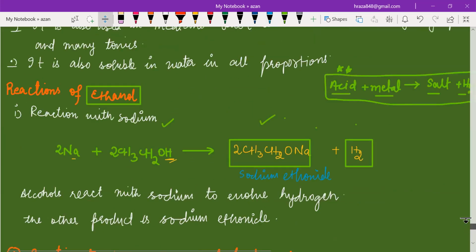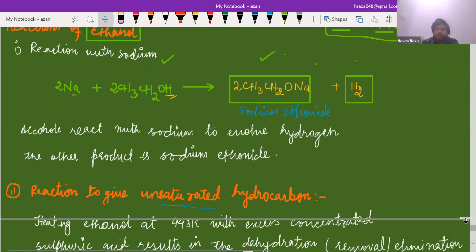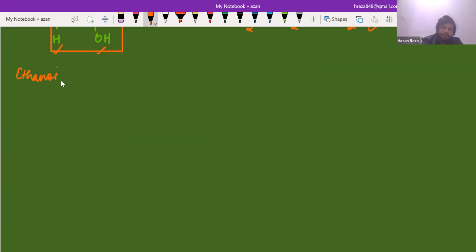So basically, we were doing ethanol, right? In which the last reaction was the reaction to give unsaturated, that means doubly bonded, compounds. Now we are going to start another compound, that is ethanoic acid. This is your ethanoic acid, and ethanoic acid is CH3COOH.